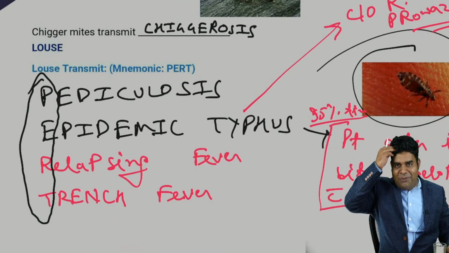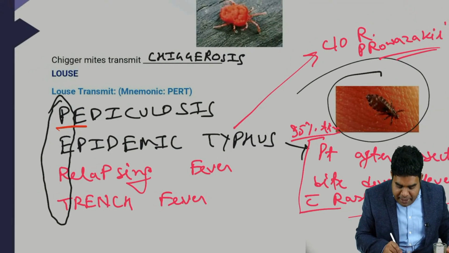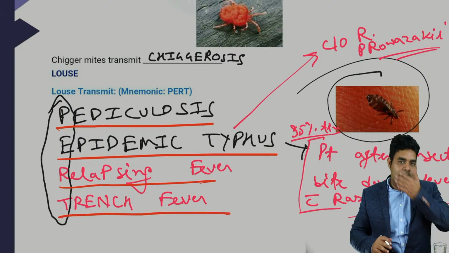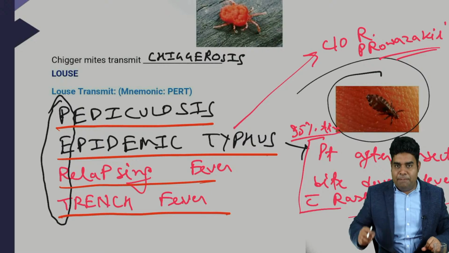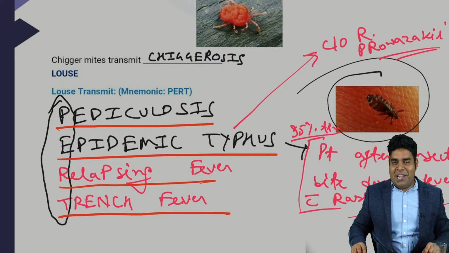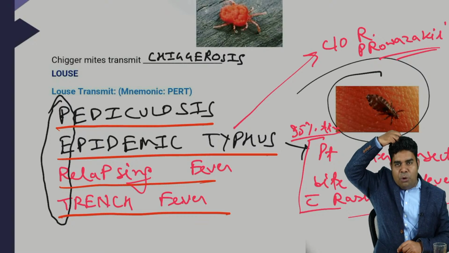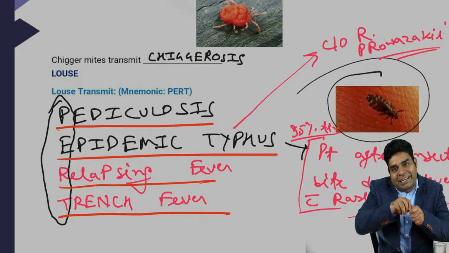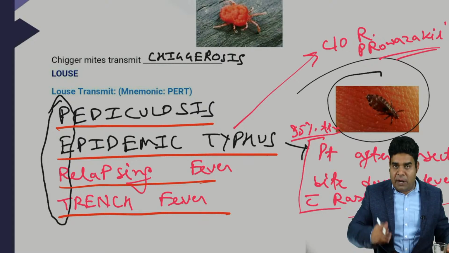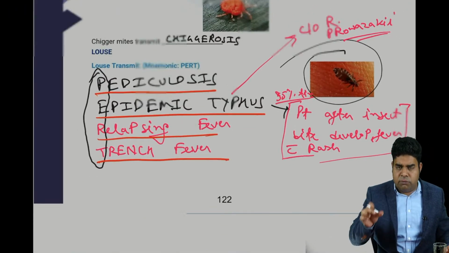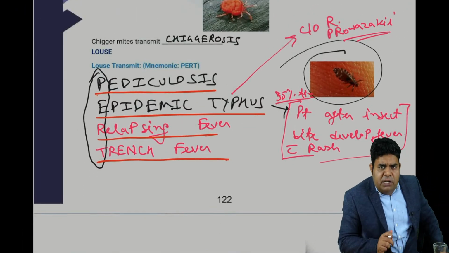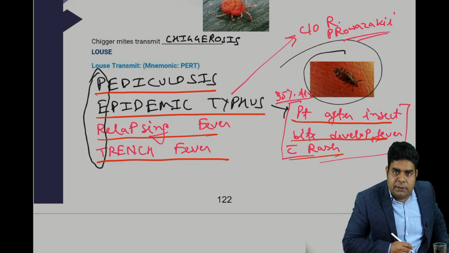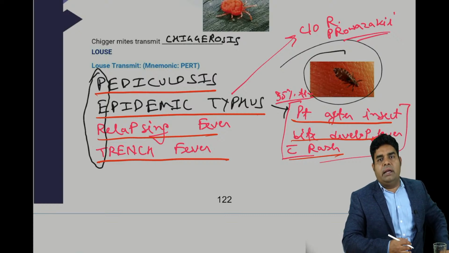Let's talk about our childhood friend, the louse. It transmits 4 diseases: pediculosis, epidemic typhus, relapsing fever, trench fever. So to make it stick in our mind, the mnemonic is PERT. The logic for this mnemonic is, if you remember your childhood days, when you used to take out the lice and kill it, it used to produce the sound of PERT. So the mnemonic is pediculosis, epidemic typhus, relapsing fever, trench fever. And these days they are asking a lot of questions on epidemic typhus. They will create a clinical picture that a patient after an insect bite develops fever with rash. What is the illness? The illness is epidemic typhus.